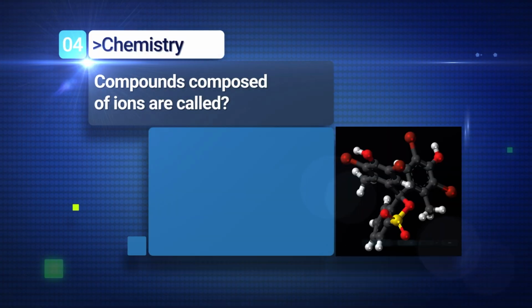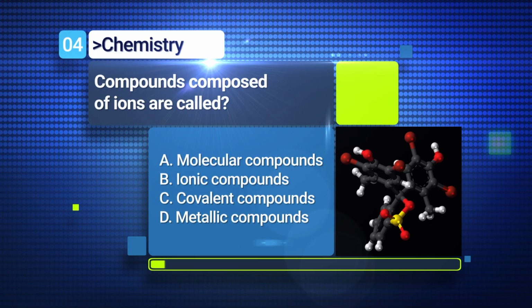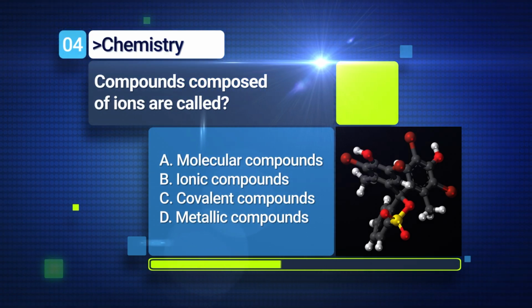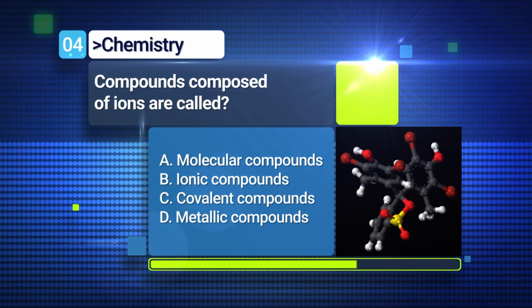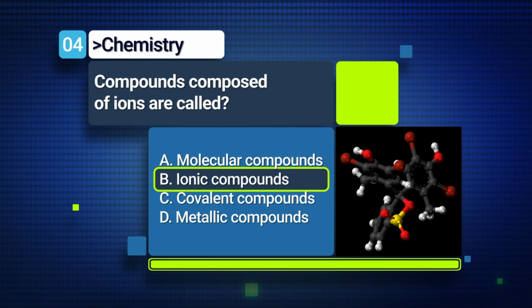Question 4. Compounds composed of ions are called A, molecular compounds; B, ionic compounds; C, covalent compounds; or D, metallic compounds? The answer is B, ionic compounds.